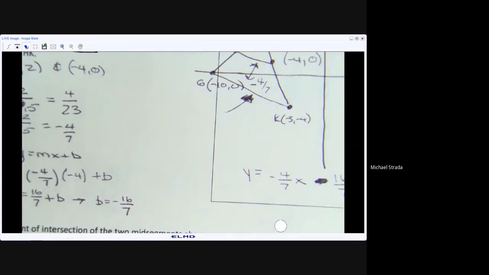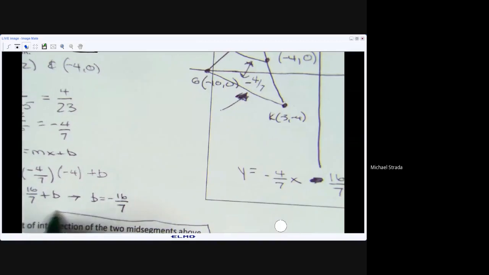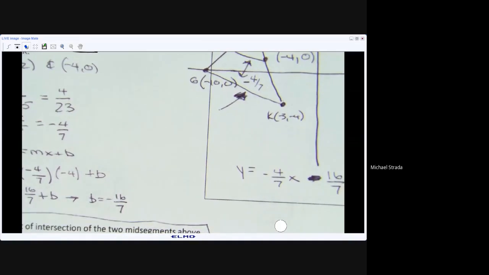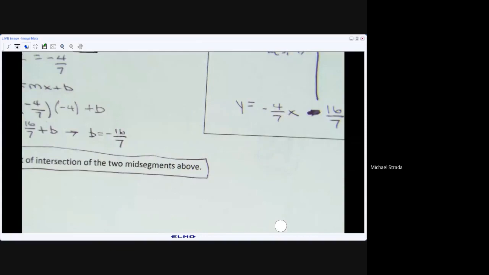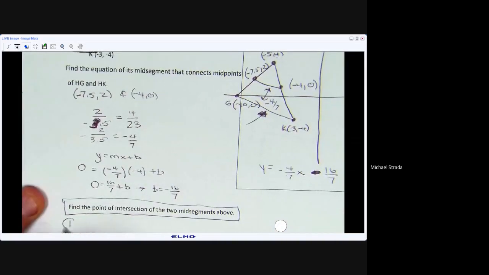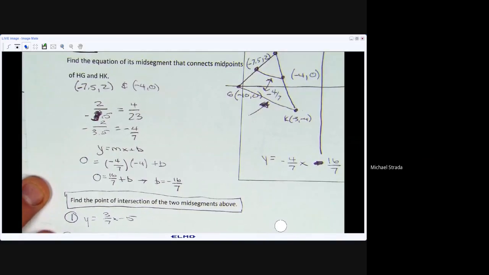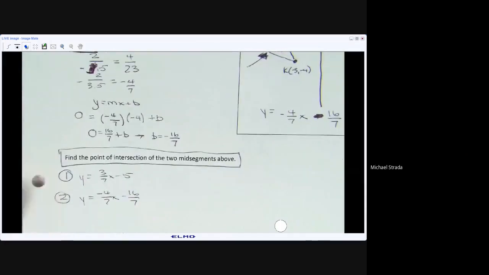All right. Now the last part. Find the point of intersection of the two midsegments above. All right. So equation from number 1 was y equals 3/7 x minus 5. Equation number 2, y equals negative 4/7 x minus 16/7. You have to find the solution, the point of intersection of those two.